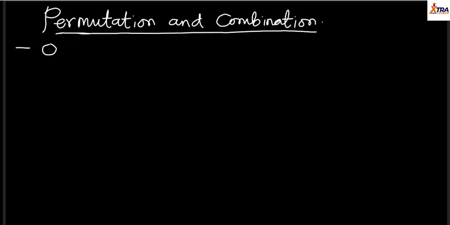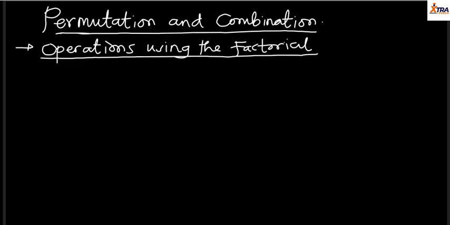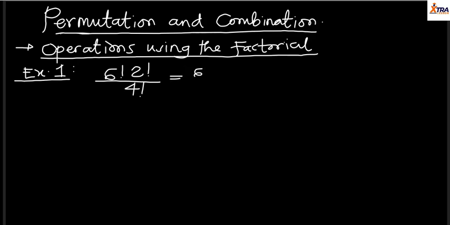So we're taking an example here, example 1. We're looking at operations using the factorial symbol. We have 6 factorial times 2 factorial over 4 factorial. From our idea of factorial, we know when we have 6 factorial, we are counting it down as a whole number. So we have 6 times 5 times 4 times 3 times 2 times 1. So in this case, I can say 6 factorial here is 6 times 5 times 4 times 3 times 2 times 1.